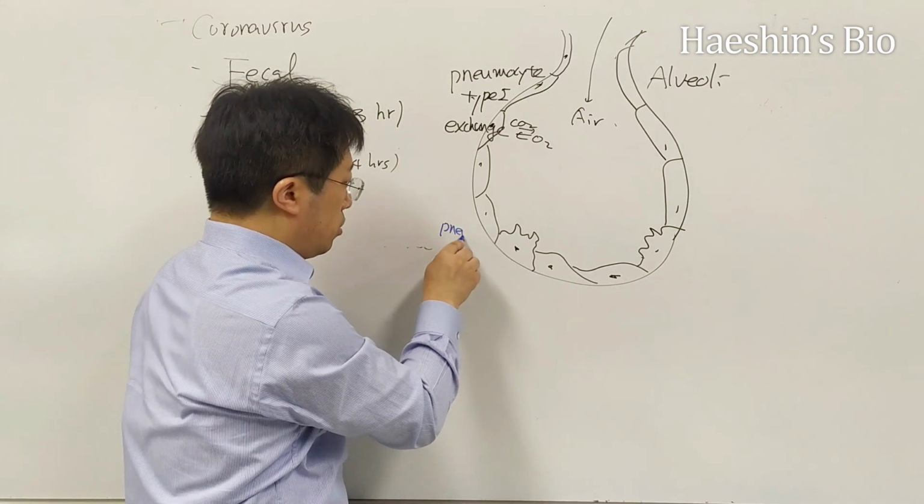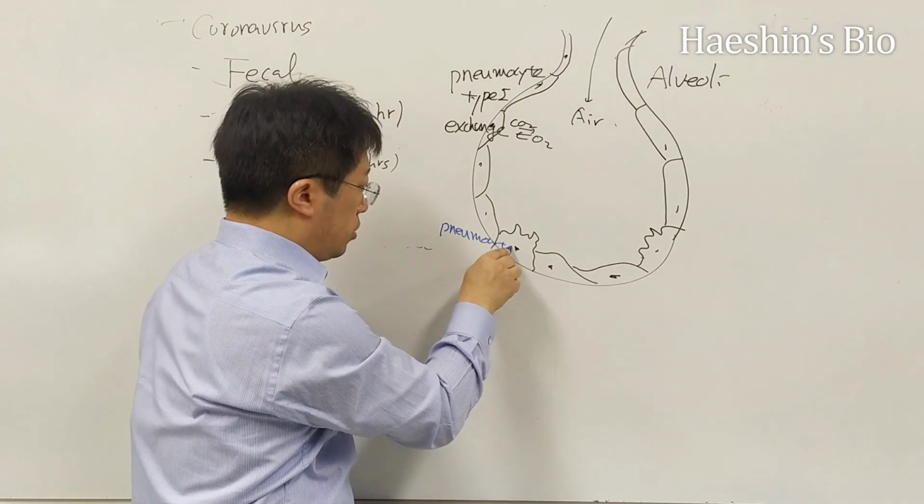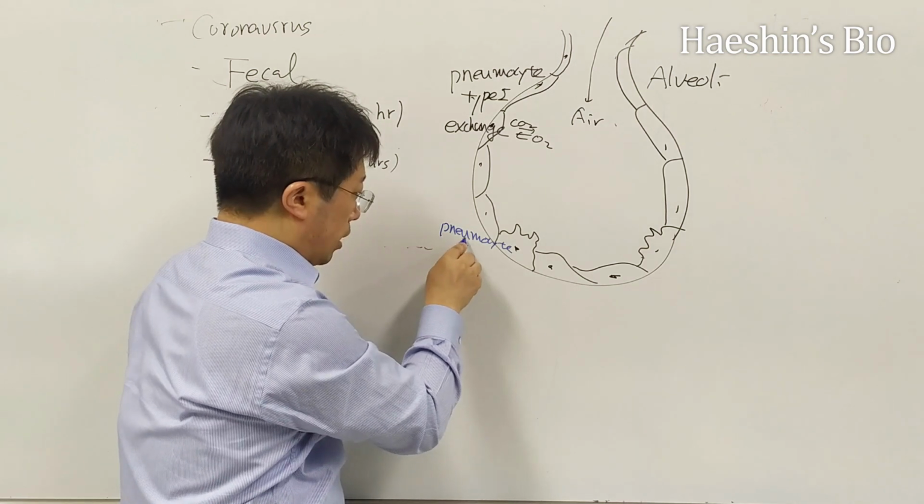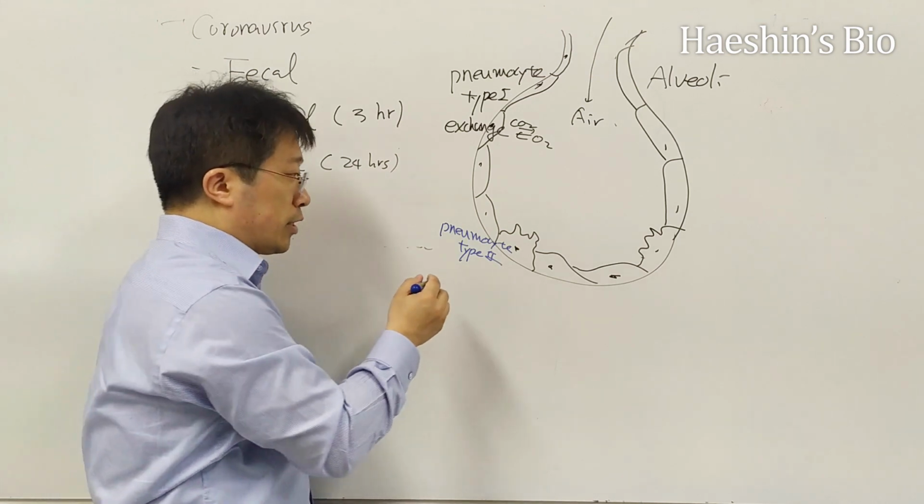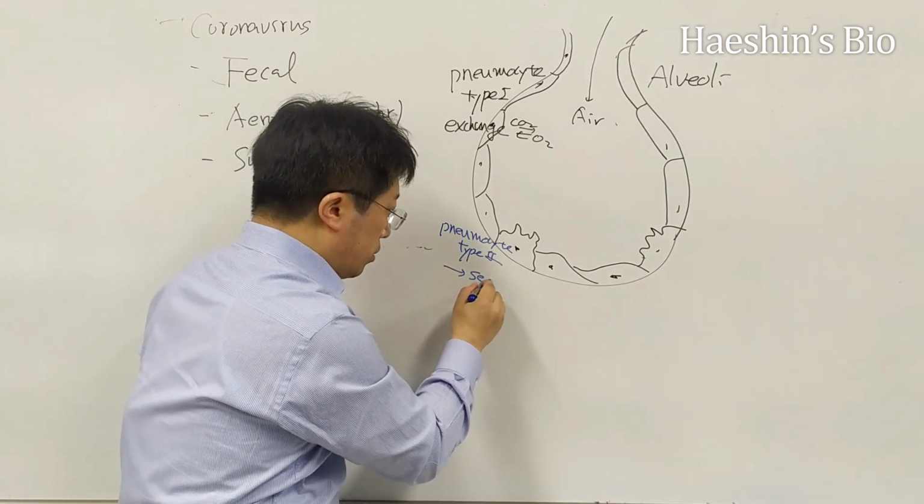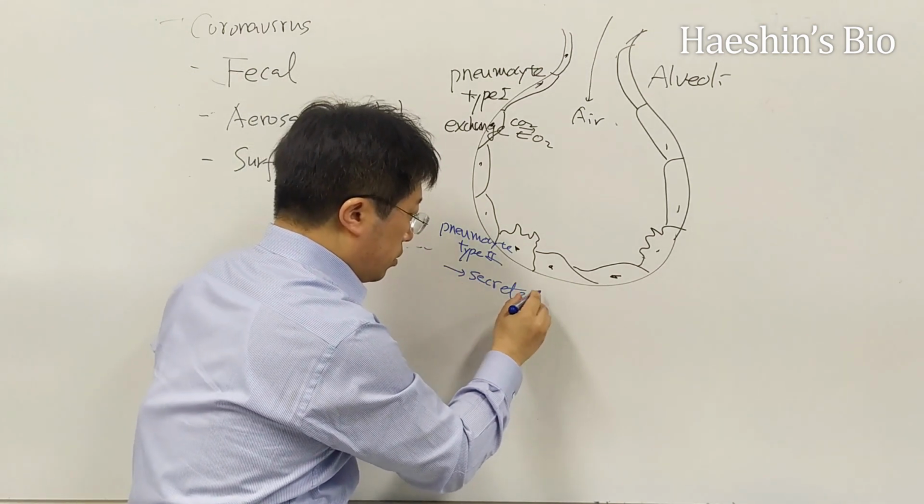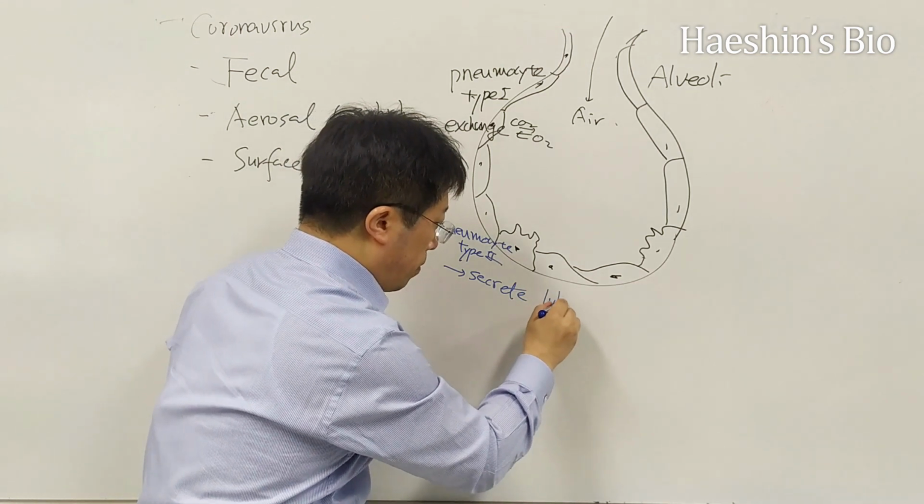That is pneumocyte type 2. The main role of the pneumocyte type 2 is they secrete lubricant.